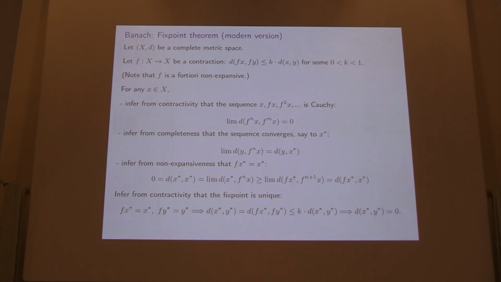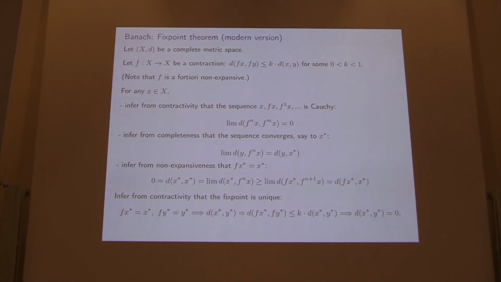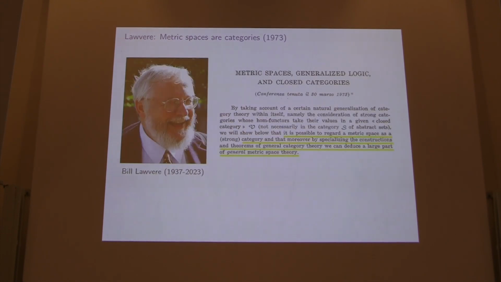And the second use of contractivity is that any two such fixed points are actually at distance 0 of each other and therefore equal. Right? So this is what we all learn at some point early on in our analysis courses or topology courses. Now, some 50 years after Banach comes another giant with a paper that was mentioned before in the Lawvere session, and I think also Dirk mentioned it yesterday.